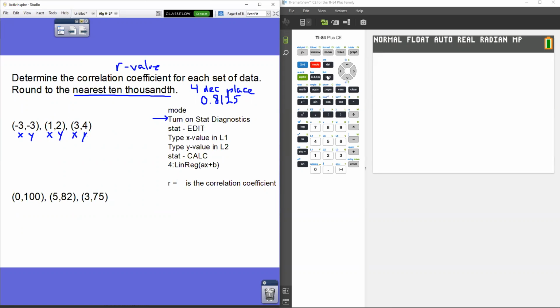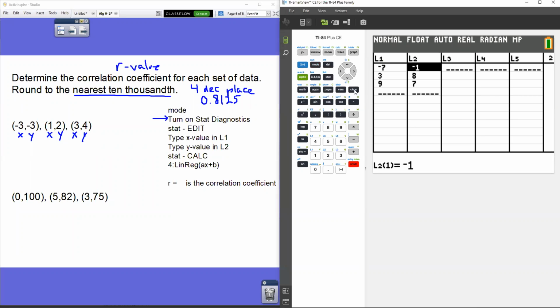So we want to go into stat and edit. I need to get rid of my questions that were here before from another day. So we have as X values -3, 1, and 3. For my L2 value, I have -3, 2, and 4. So I typed in my X values into my L1. I typed in my Y values into my L2.